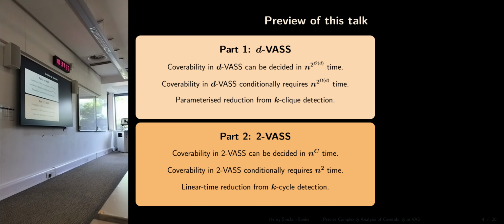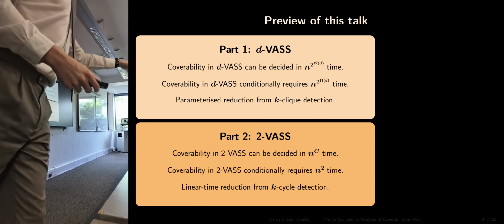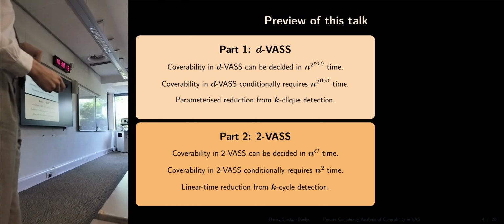In part 2, I'm going to drop a load of counters and go to 2 VASS, in which the problem becomes much simpler. You can solve coverability in polynomial time, we'll get there later, and I'll talk about another fine-grained lower bound, this time from detecting whether a directed graph contains a K cycle.